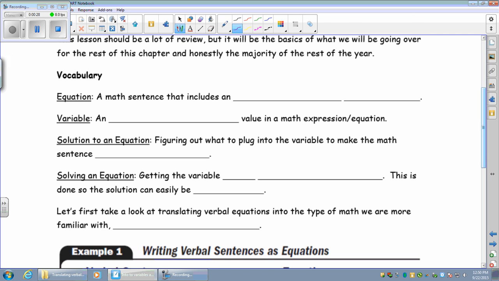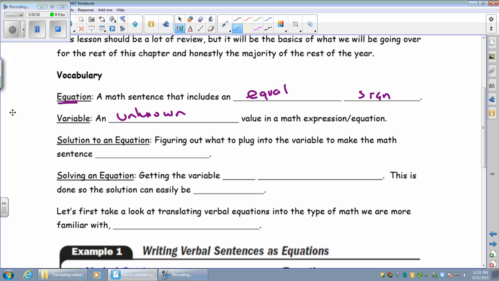Before we get into any math stuff, let's do some vocabulary words, like what is an equation? I say here it's a math sentence that includes an equal sign. That's where the word equation comes from, equal. A variable is an unknown value in a math expression or equation.